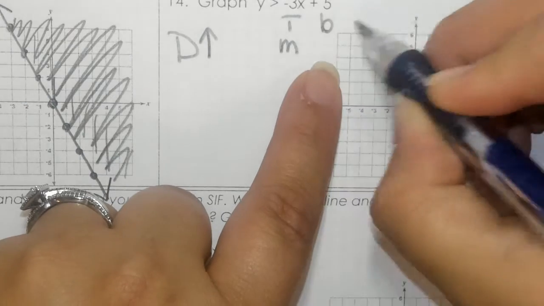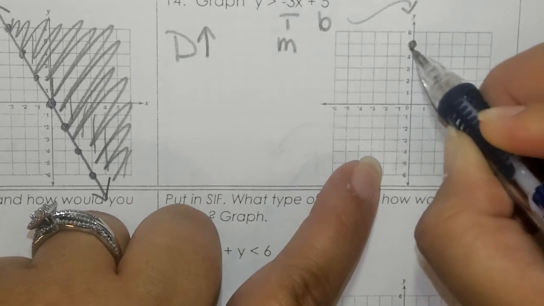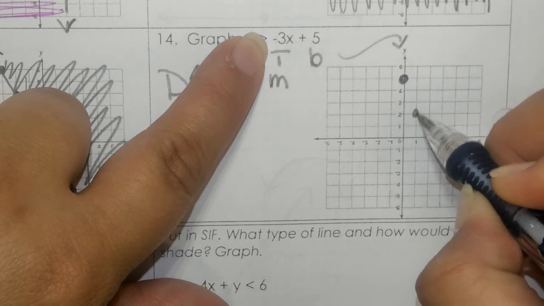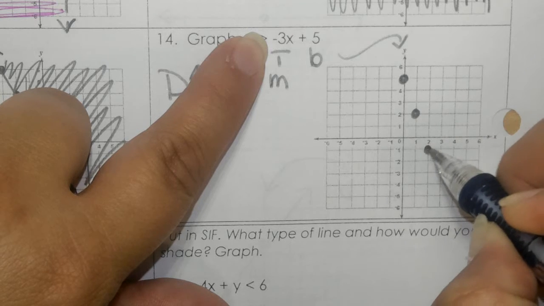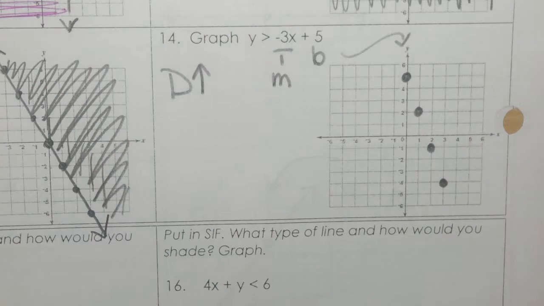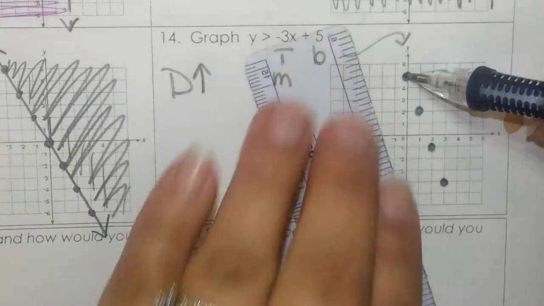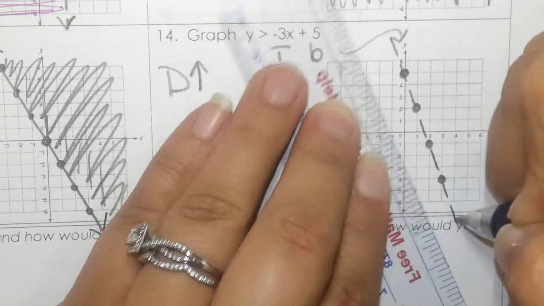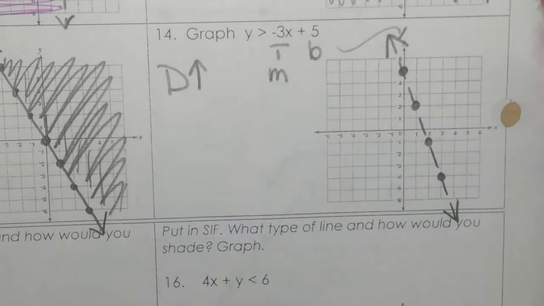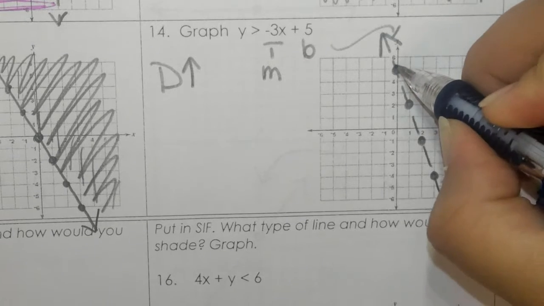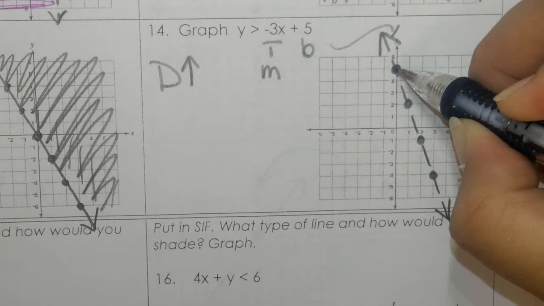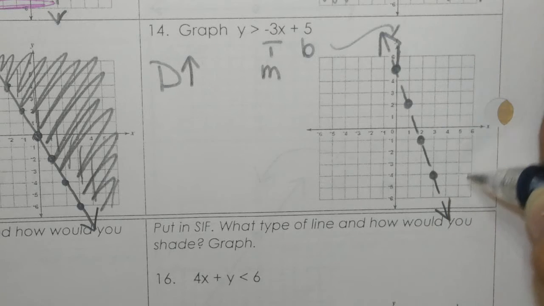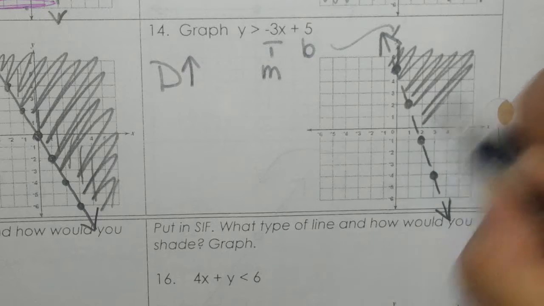So I start at 5 on the y-axis, and then I'm going to go down 3, right 1. Okay. Then for dashed, go ahead and dash your line. And to shade up, we go back to where we started. We don't have a lot of graph left, but that's okay. We're going to go up, and you can see that on this side of your graph is up. Okay, so I'm going to go ahead and shade that in.